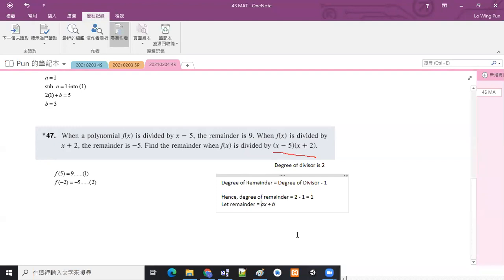b. Okay, not just an r, not just a number, it will be an expression.